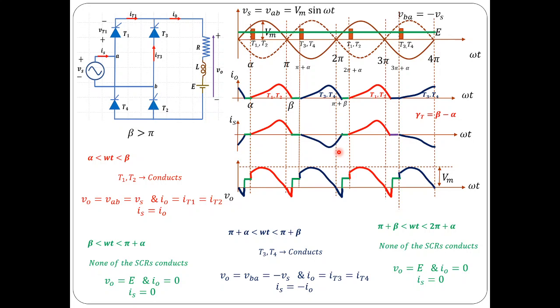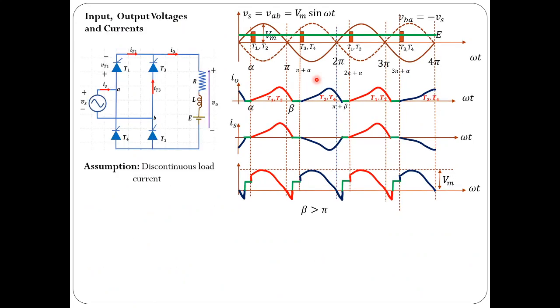While computing the average or RMS value of the load voltage and load current, you have to consider only pi radians. So you consider the average value for only alpha to pi plus alpha for voltage and current with respect to the output side. However, while computing average and RMS values with respect to the input side, you have to consider the entire period, that is 0 to 2 pi radians. So this is about the operation.